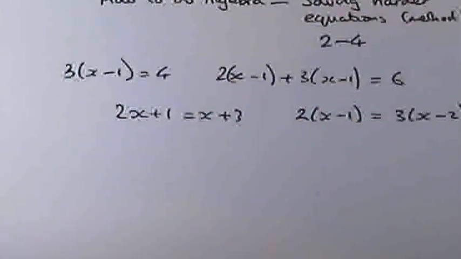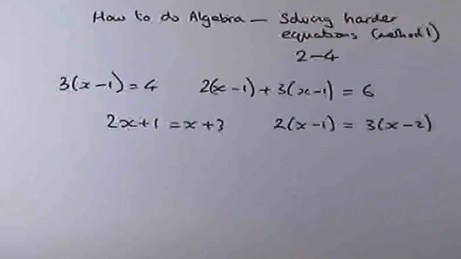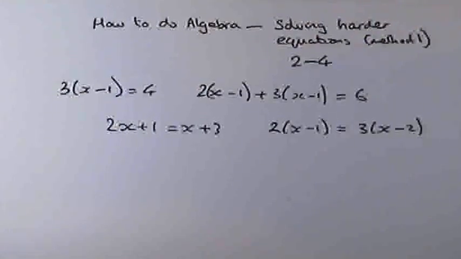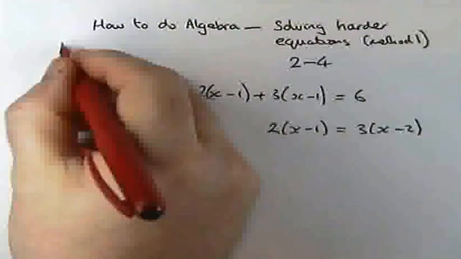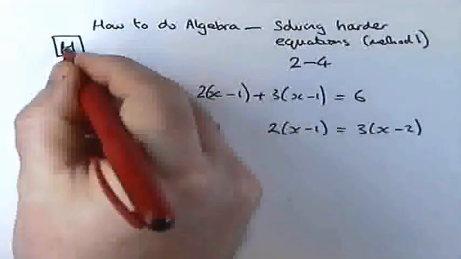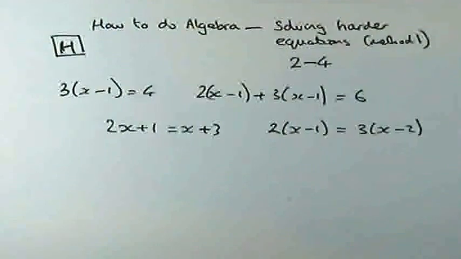This is video 2 part 4 on the How to Do Algebra series for solving equations. Now we're looking at method 1 again. There are two methods I'm teaching. We're not using inverse function machines in this video. If you want to see that one, look at 2.5 and 2.3. This is really aimed at higher students or foundation students that like this method.